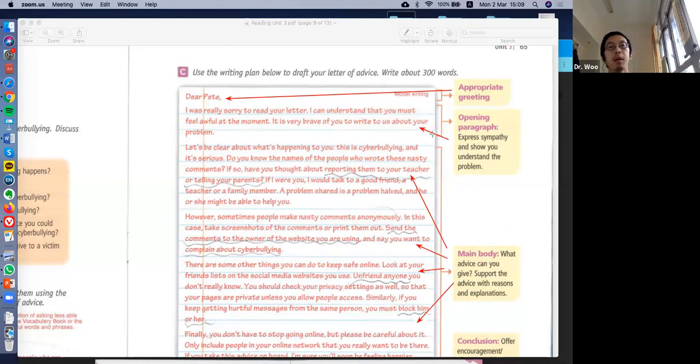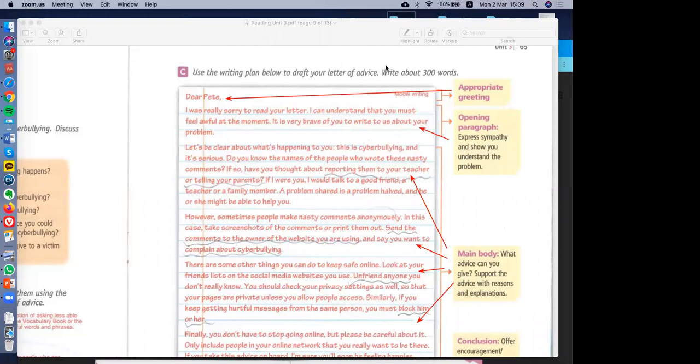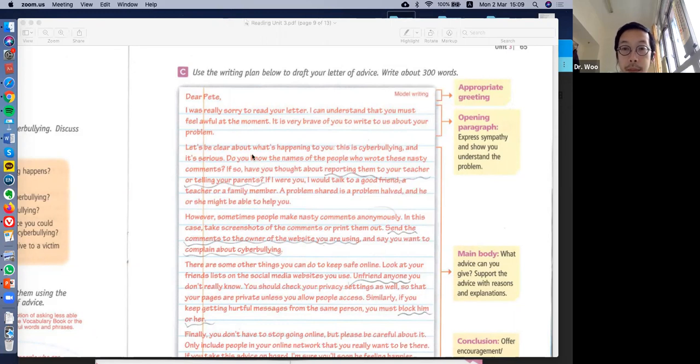Okay. So if we're going to write about cyberbullying, 1, we have to think about who we're writing to. And since the textbook doesn't tell us who to write to, we have to think of a person. 2, we need to be kind to the person. 3, we need to describe 4 of the problems of cyberbullying and then the solutions. Any questions at this point? Anything at all?